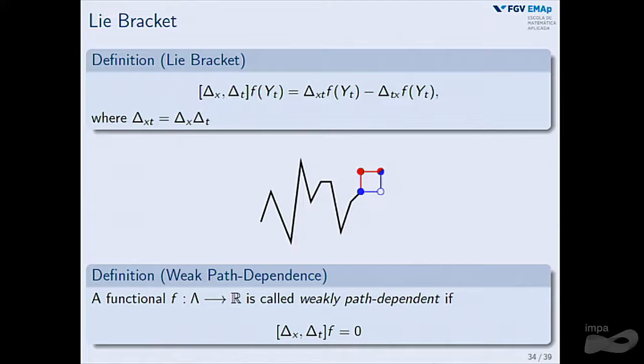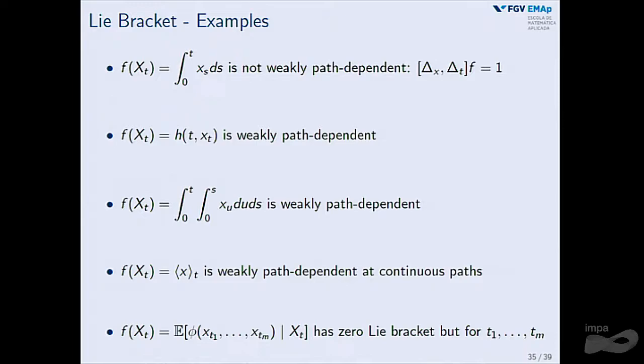So if you compute this, the delta t, delta x of delta t and delta t of delta x, you find zero. The other one that it's nice to see that it's weakly path dependent, at least for continuous paths, is the quadratic variation. I'm not discussing this or the Itô integral. This could be functionals too, but they are not usually continuous and would need a different treatment, as Oberhauser did. Harald did. And this was the usual functional you consider where the payoff depends on discrete times. And this payoff has its zero Lie bracket, it's weakly path dependent.